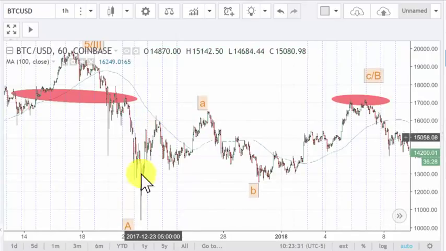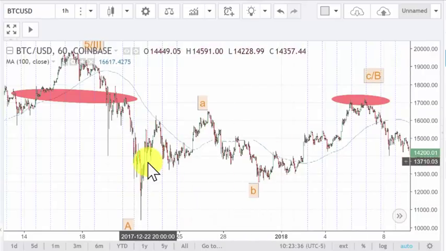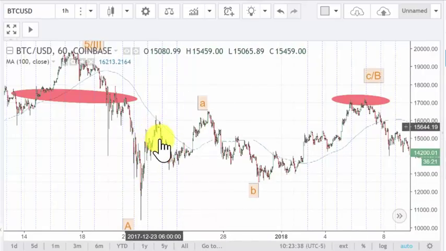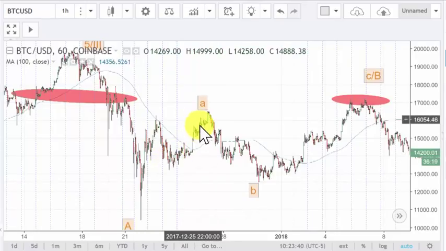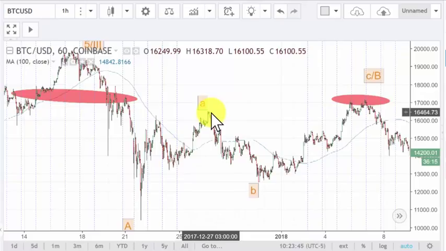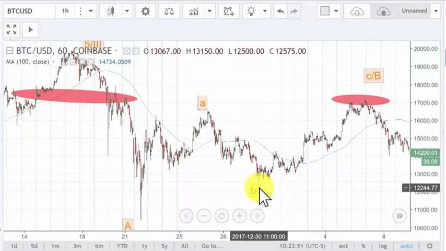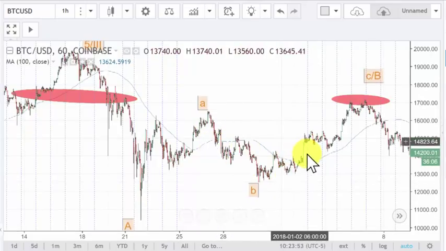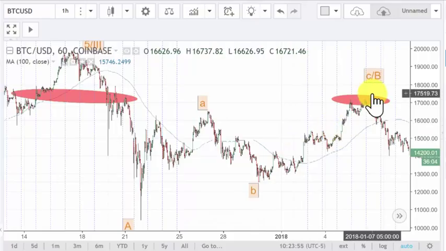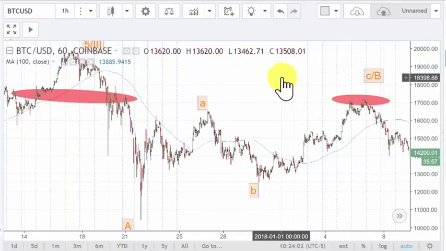But it turns out it's actually an ABC, and even within that little A, there's an ABC, right? So we have an A, B, and then 1, 2, 3, 4, A, B, 1, 2, 3, 4, 5, right? So that's A, and then we have an A, B, 1, 2, 3, 4, 5, B wave, C of B, right? So that completes this B wave, and it hits resistance at 17,000.